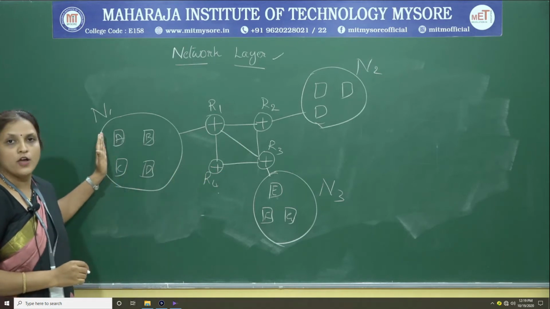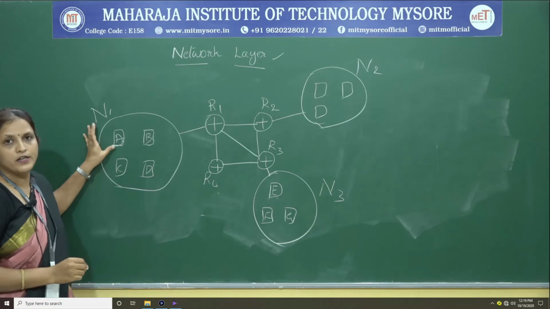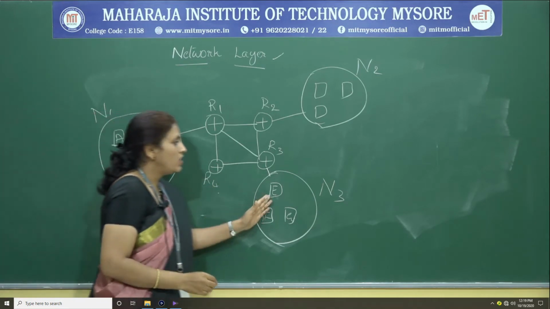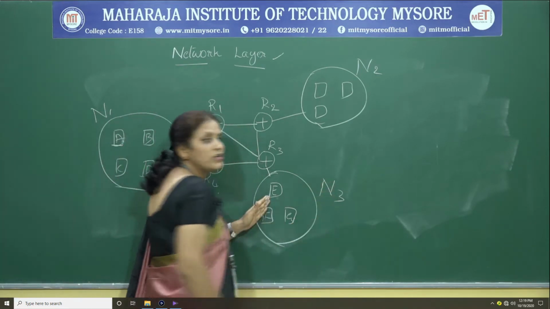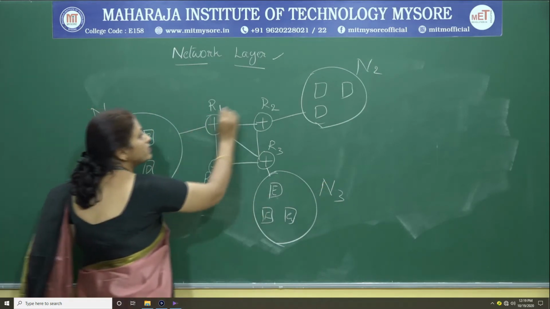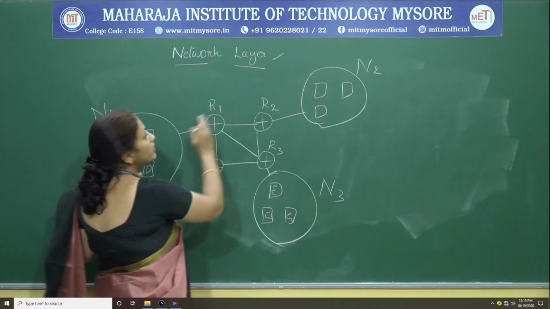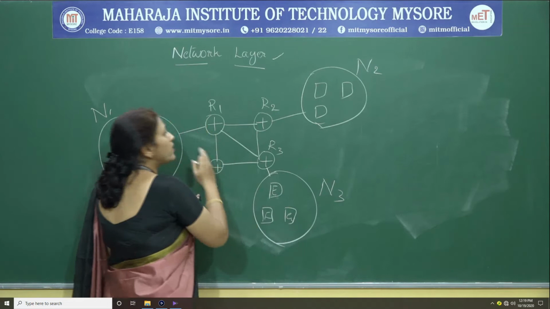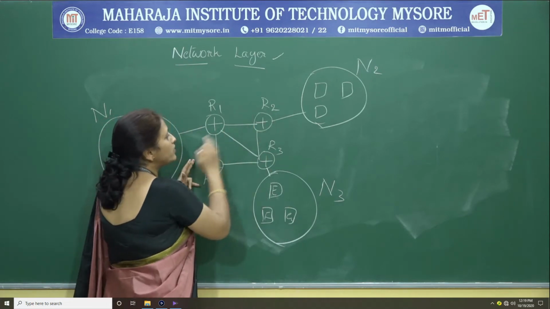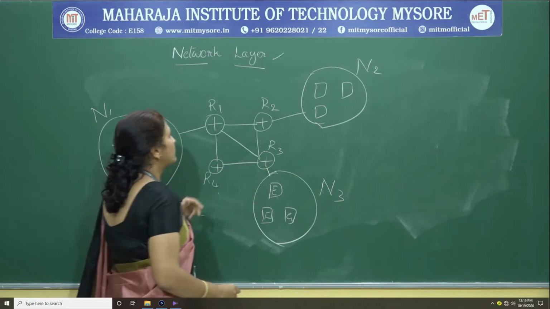Now I want to send information from host A, which is residing at network N1, to host E, which is residing at network N3. So how does it happen? It has to pass through these routers in order to reach N3. There are multiple ways or multiple paths through which the packets can pass.